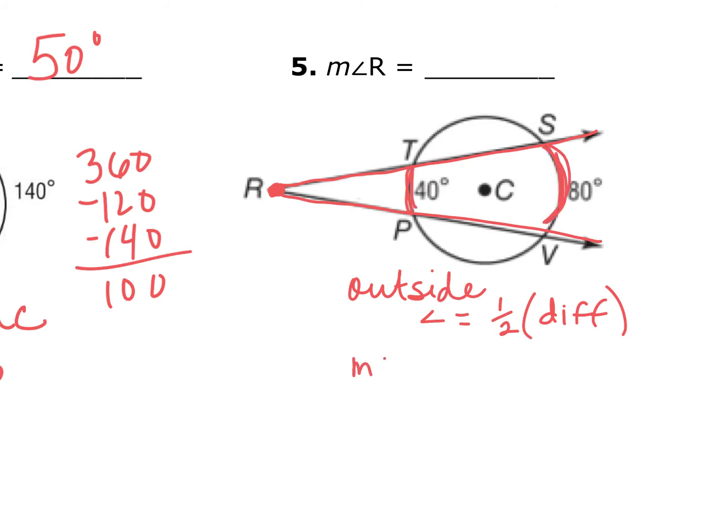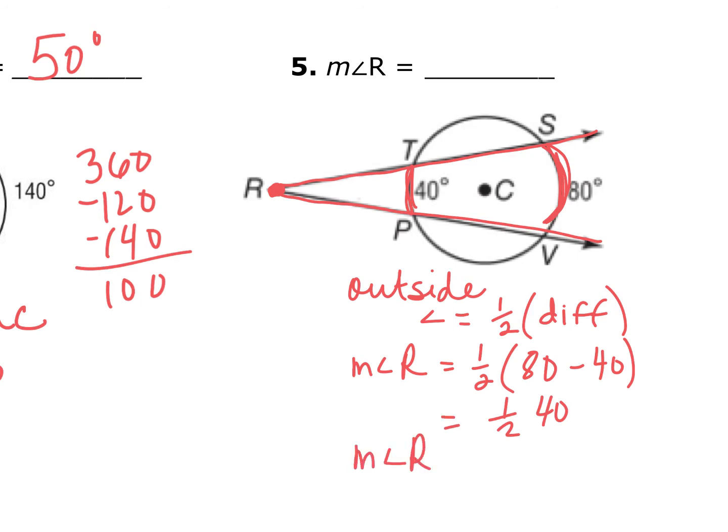So the measure of angle R is equal to half of 80 minus 40. 80 minus 40 is 40. And so the measure of angle R is 20 degrees.